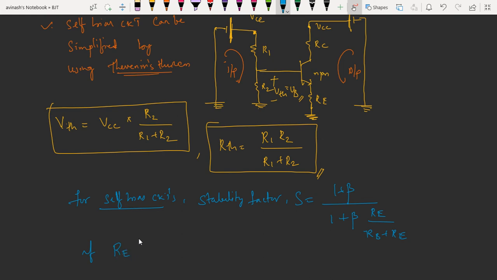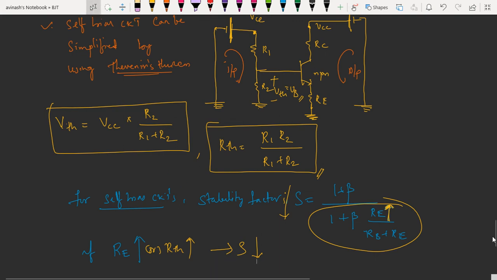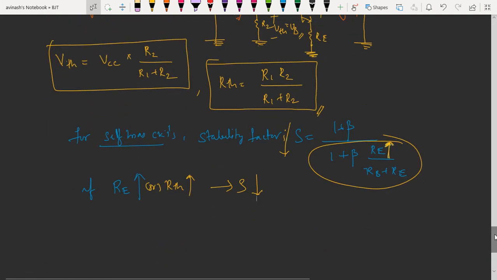If we increase the emitter resistance or Thevenin's resistance, then what happens to the stability factor? If we increase this part, the denominator will increase. Denominator increases, the stability factor will be reducing. So in self-bias circuit, stability of IC is because of RE. In collector to base bias, the stability is due to the RC. Here, the stability is due to RE.